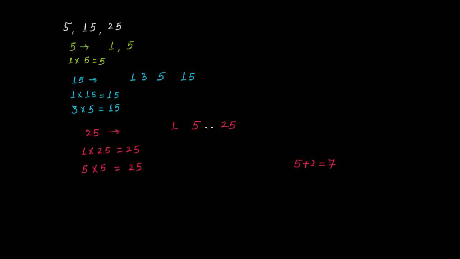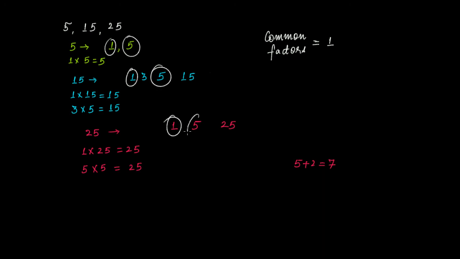Now you have to find the common factors. So the common factors are: you have 1 here, you have 1 here, and you have 1 here. So 1 for sure will be there, right? And the next one is 5: you have 5 here, you have 5 here, you have 5 here. So the next one will be 5. So 1 and 5 are the common factors in the case of 5, 15 and 25.